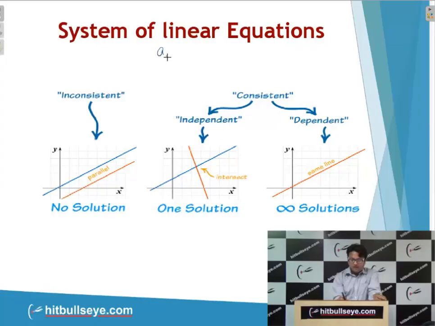Now students, let us understand more about the linear equations. The system of linear equations. In linear equations, we have two types of equations. One is known as the consistent equations and one is known as the inconsistent equations. To better understand this concept, let us take the example of the linear equations as a1x plus b1y equals c1 and a2x plus b2y equals c2.